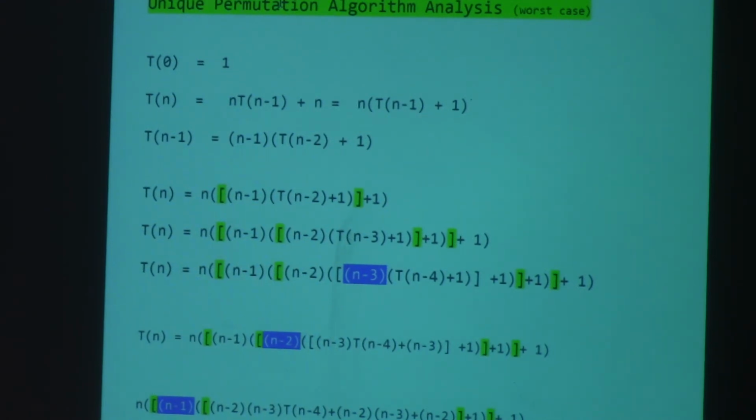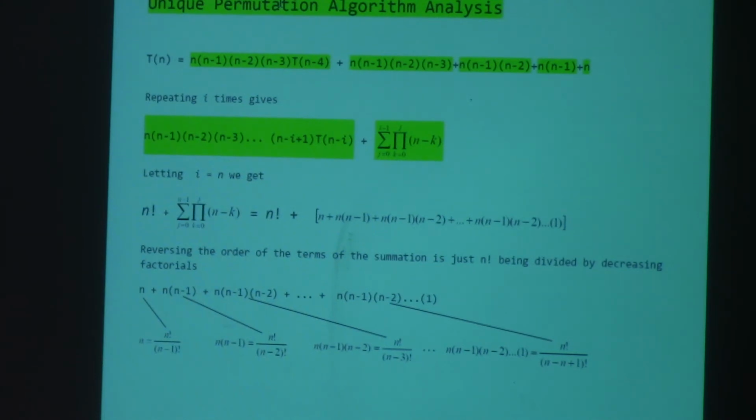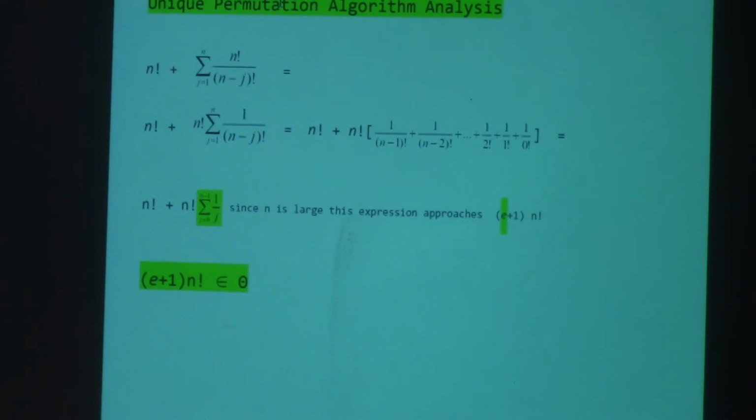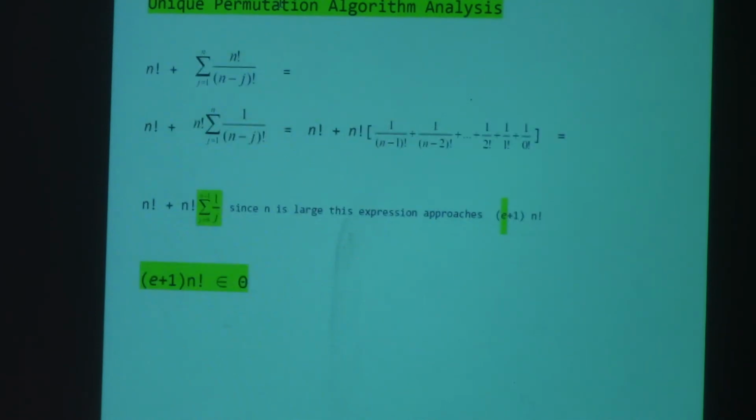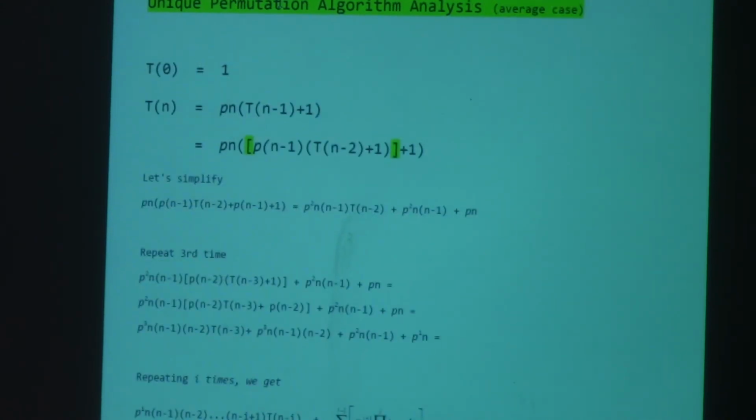Okay, so I do this, and I get into some fancy stuff here. Basically, we end up getting a very interesting result, which is basically e plus 1 times n factorial. So that's the result, but then I did another analysis where I put some probability into it.